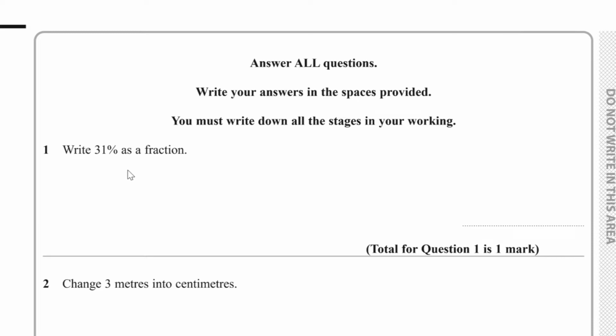Question number 1, we have to write 31% as a fraction. Well, percentage means out of 100, and so we have here 31 out of 100. 31% as a fraction is 31 over 100.